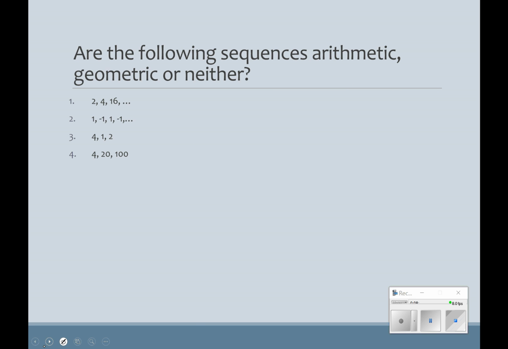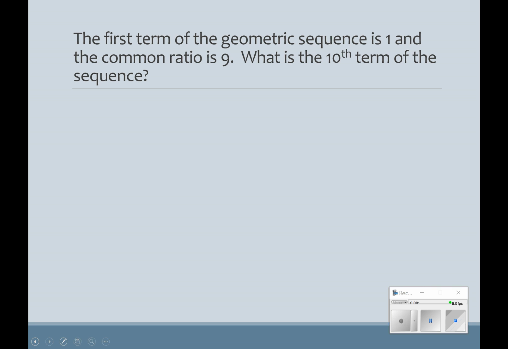So now we know that the first term of a geometric sequence is 1 and the common ratio is 9. What is the 10th term of the sequence? So again, any term is equal to the first term times the common ratio to the n minus 1 power. So let's just write the common equation first. So A sub n is going to equal 1 times 9 to the n minus 1.